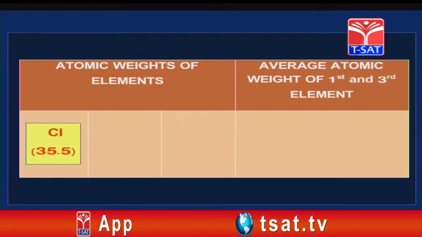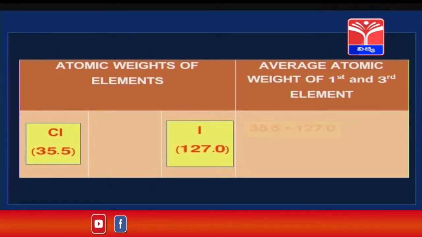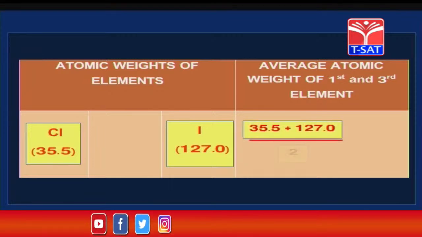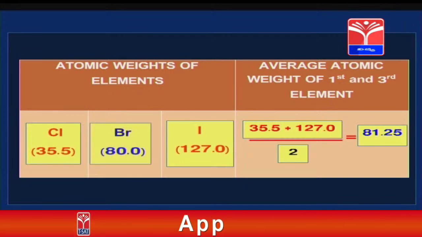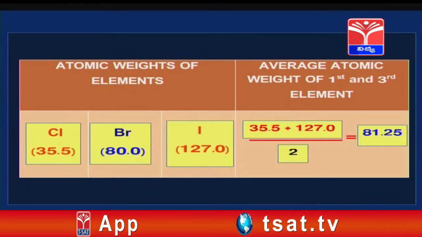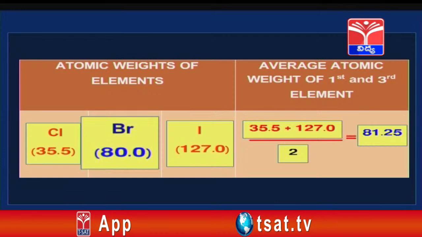Chlorine whose atomic weight is 35.5, iodine 127. The average value of atomic weights is nothing but 81.25. Now, the element bromine whose atomic weight is 80. Here we are not matching this 80 with 81.25.